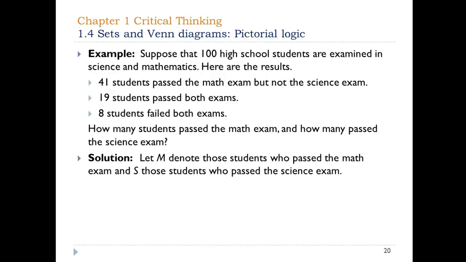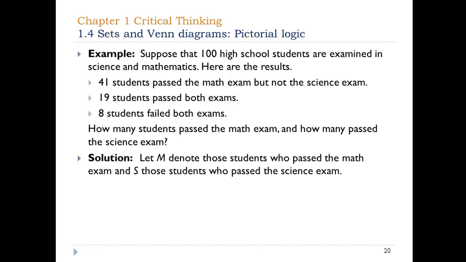Example. Suppose that 100 high school students are examined in science and mathematics. Here are the results. 41 students passed the math exam but not the science exam. 19 students passed both exams. 8 students failed both exams. How many students passed the math exam and how many passed the science exam?